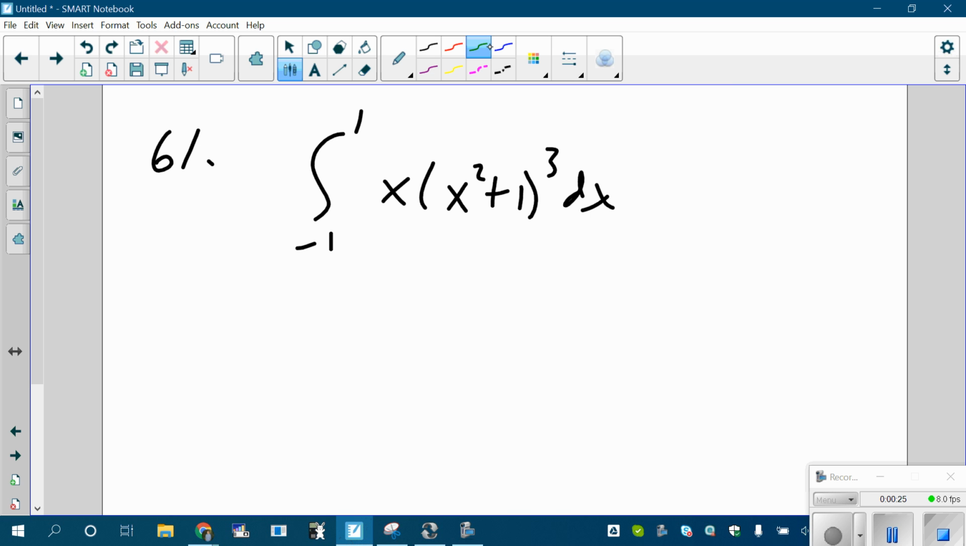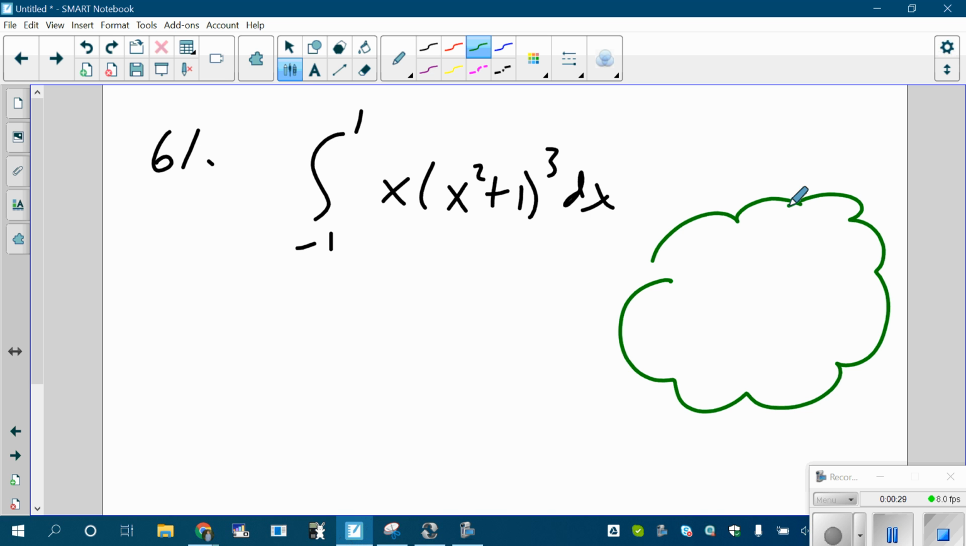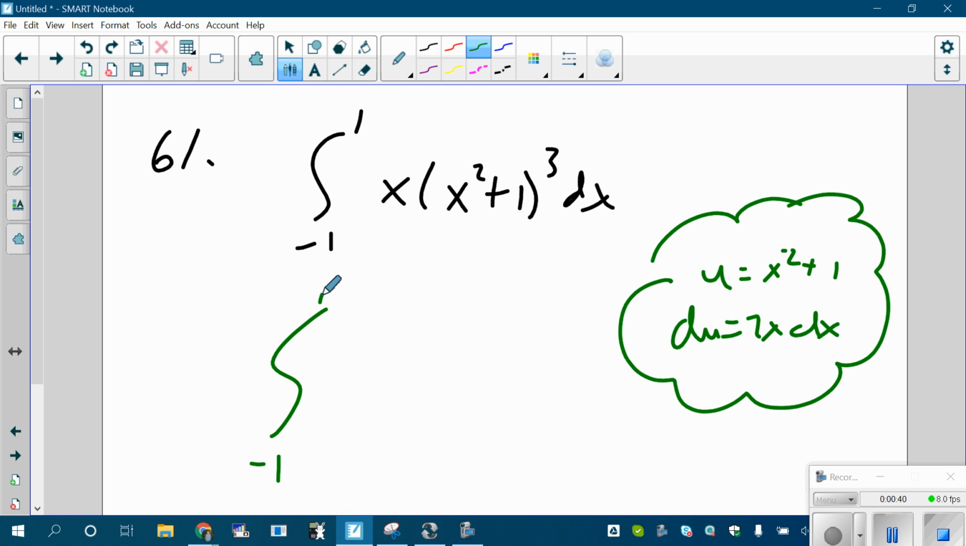Okay, so draw your cloud. Take your u. It's going to be the inside part. This isn't too bad of a u sub. du is 2x dx. Come back to the original. Call that u. I have an x dx. I want a 2x dx. Toss a 2. Balance it with a 1/2.